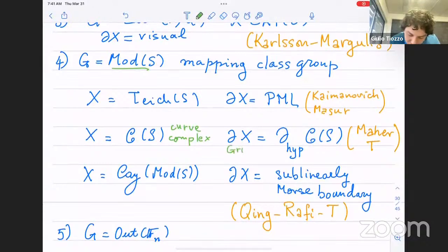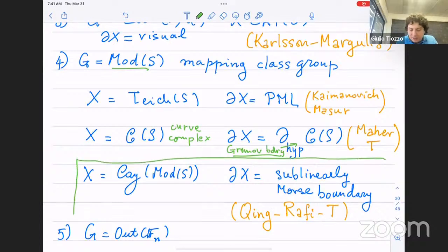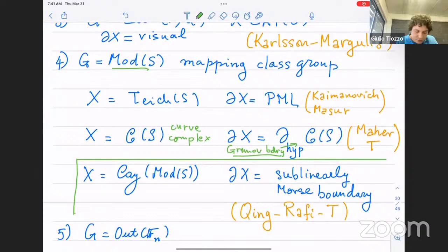And so if you take the Gromov boundary of the curve complex, you can also identify it with the boundary of the mapping class group. And this is because this action is bad, but it's acylindrical. And so you have still some properness. But what we're interested in today is the third case. So the third case is in some sense the most intrinsic. I mean, it's the action of the group on itself.